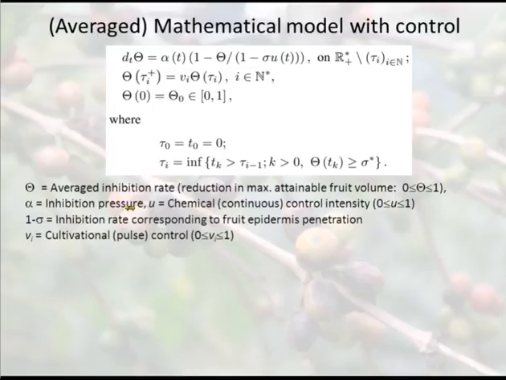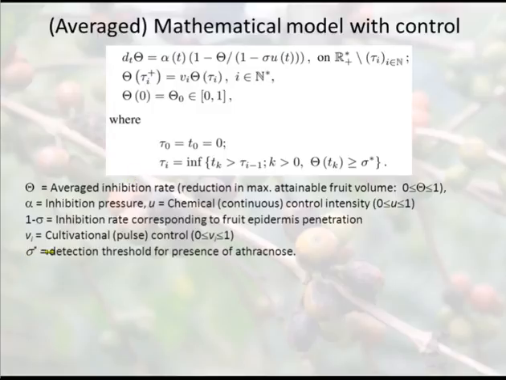V is cultivational control. You can see here that there are discontinuities in theta. If V, for instance, is 0, then theta reduces to 0 at time tau_i plus. Cultivational control expresses the practice of removing diseased twigs, fruits, and so on to reduce the growth of anthracnose.